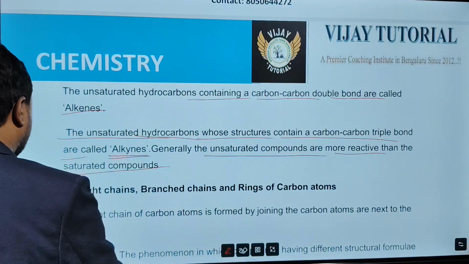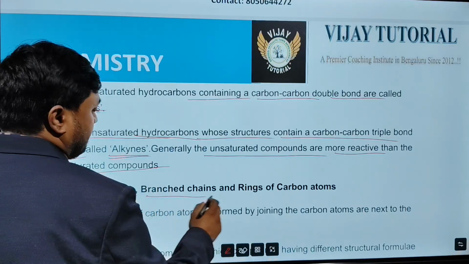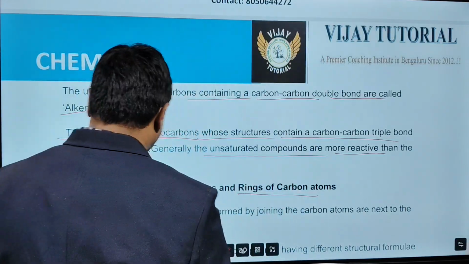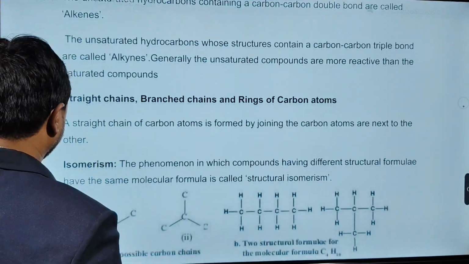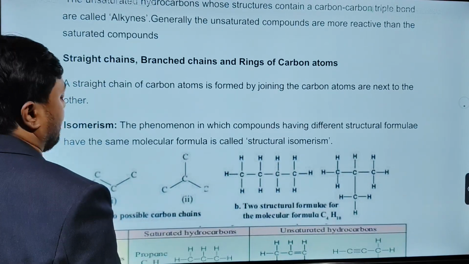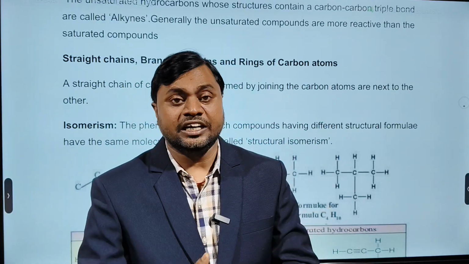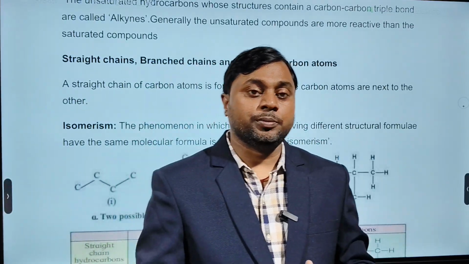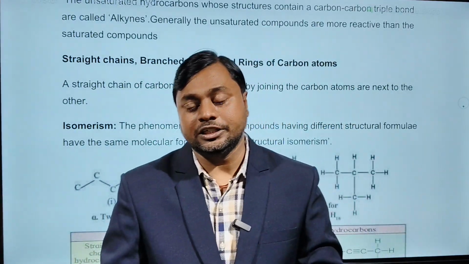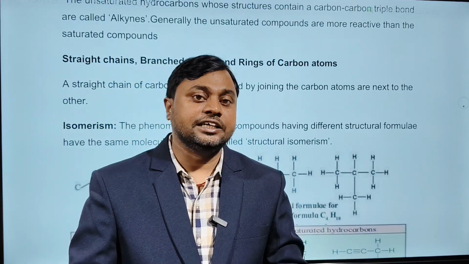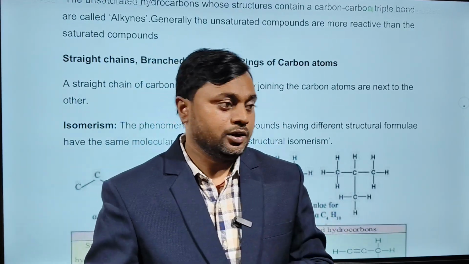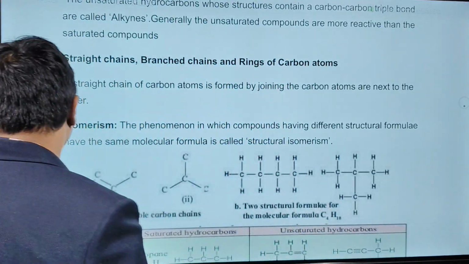Next, saturated chains, branched chains, and rings of carbon atoms. As I told you, carbon has the tendency to form long straight chains, branched chains, and cyclic chains. This property of the carbon atom to form long straight chains, branched chains, and cyclic chains is called catenation.